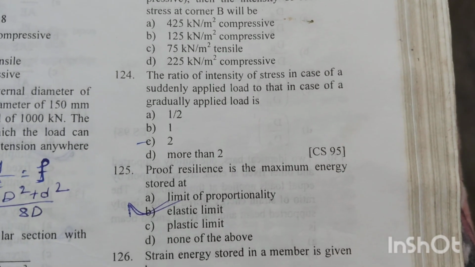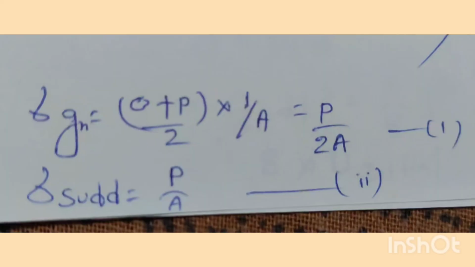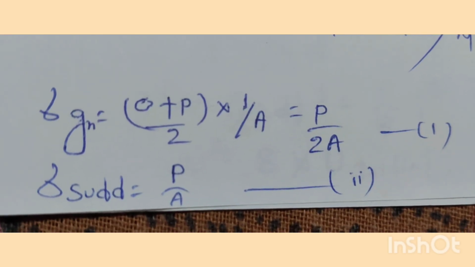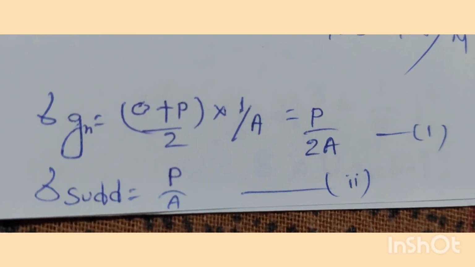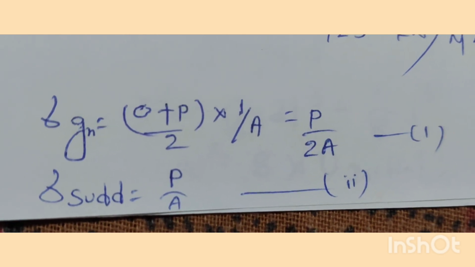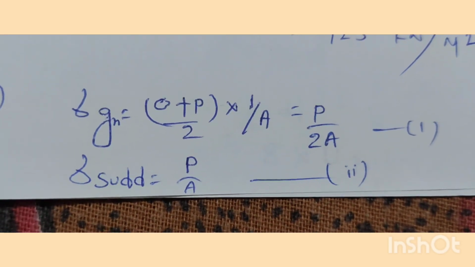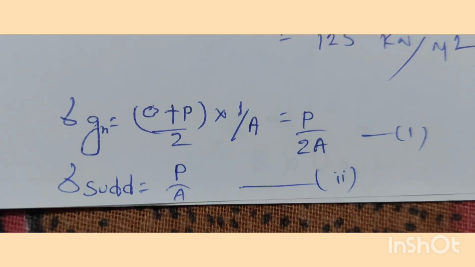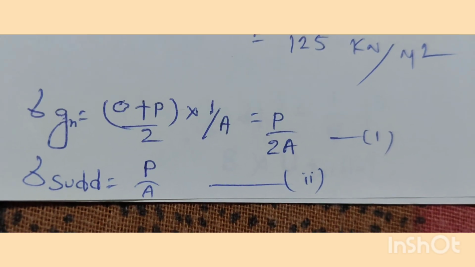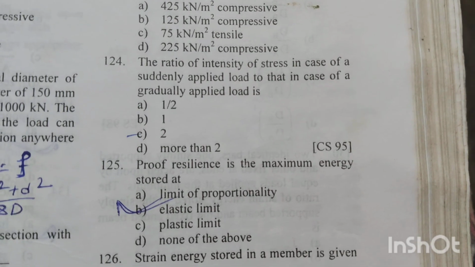Question number 1 to 4. The ratio of intensity of stress in case of a suddenly applied load to that in case of a gradually applied load is... We know the stress is equal to load divided by the cross-sectional area, but for a gradually applied load the load will be the average, that is (0 plus P) by 2, but the cross-sectional area will be the same, so the corresponding stress will be P by 2A. But in case of a suddenly applied load the stress value will be directly P by A. So if we compare the ratio of intensity of stress in case of a suddenly applied load to that in case of a gradually applied load, then the value will be equal to 2. C is the right answer.